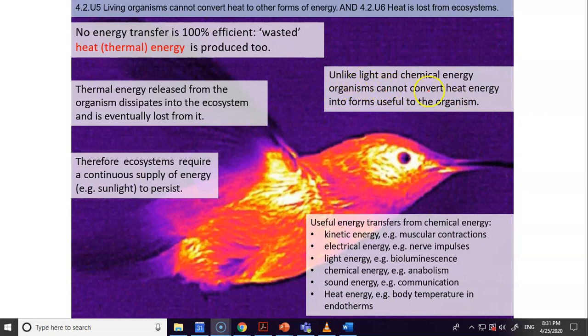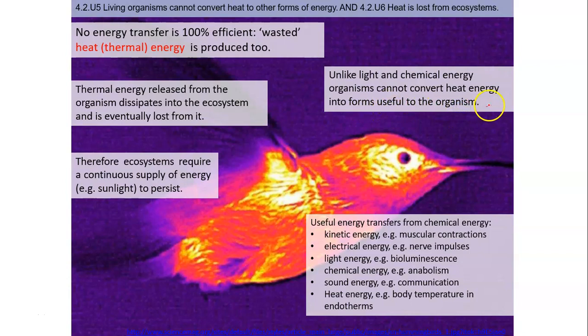Unlike light and chemical energy, organisms cannot convert heat energy into forms useful to the organism. So once the energy is lost as a form of heat, then that will be lost. It cannot be converted to useful energy anymore.